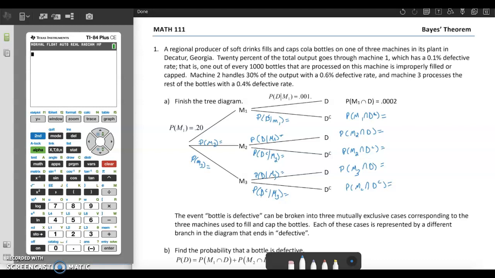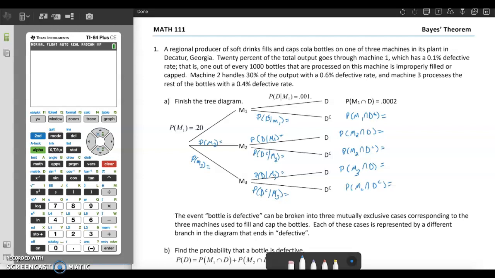It says, a regional producer of soft drinks fills and caps cola bottles on one of three machines in its plant in Decatur, Georgia. 20% of the total output goes through machine 1, which has a 0.1% defective rate. That is, only 1 out of every 1,000 bottles that is processed on this machine is improperly filled or capped. Machine 2 handles 30% of the output with a 0.6% defective rate, and machine 3 processes the rest of the bottles with a 0.4% defective rate.